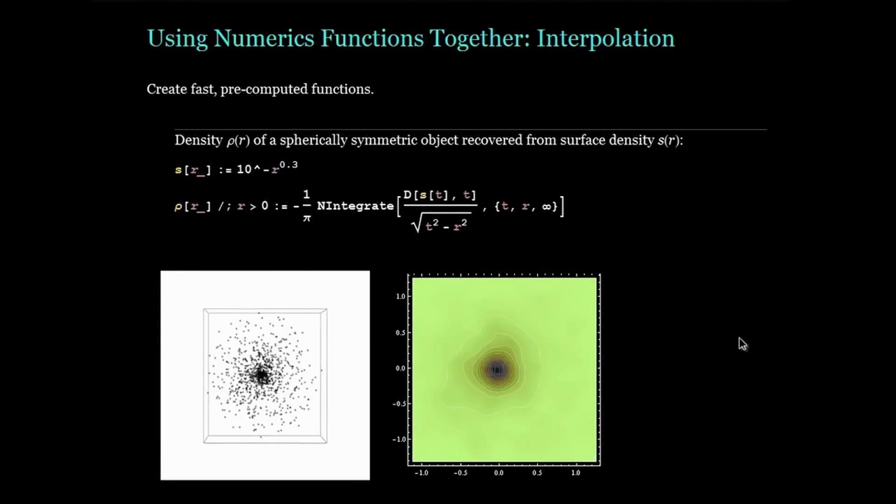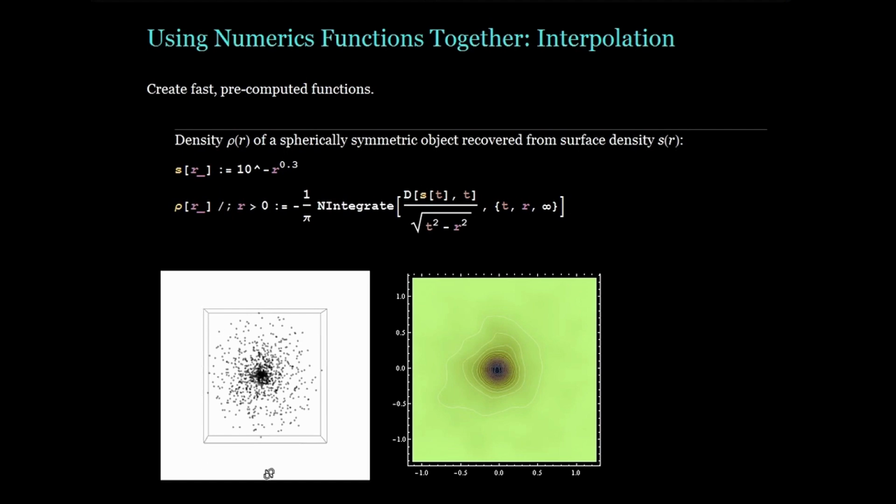When you have several layers of numerical functions calling each other, as we did in the previous example, you can eventually run up against issues of performance. A good solution is then to pre-compute intermediate functions as fast interpolating functions, and that's what we'll do in this example. So this example is related to the problem of deprojection in astronomy. When you look at an object on the sky, what you see is not the three-dimensional object, but a two-dimensional projection of that object.